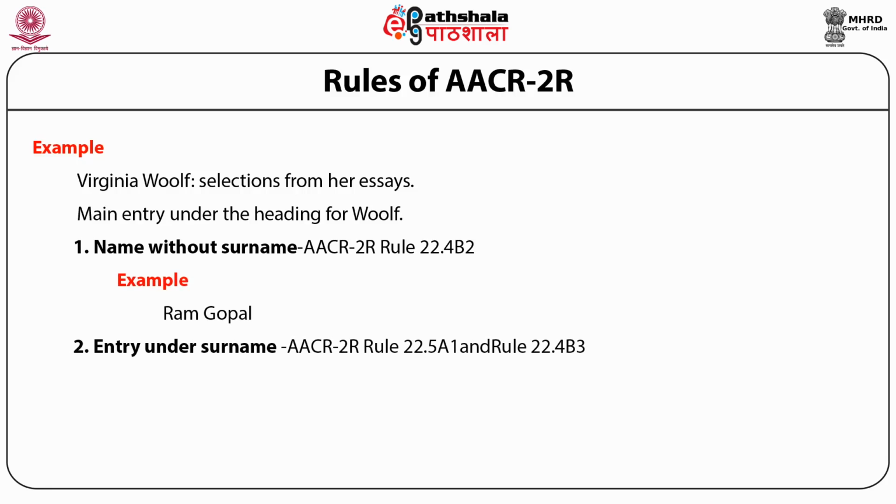Entry under surname. AACR rule 22.5A prescribes that enter a name containing a surname under that surname unless subsequent rules provide for entry under a different element. Rule number 22.4B3 prescribes that if the entry element is not the first element of the name, transpose the elements of the name preceding the entry element. Follow the entry by a comma. Example, Cassette, Mary. Bayat, A.S.